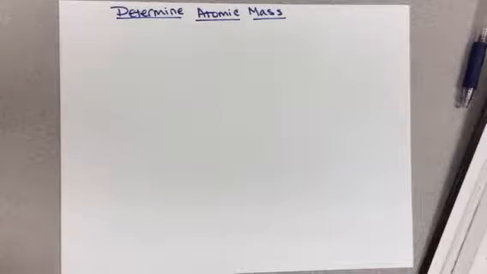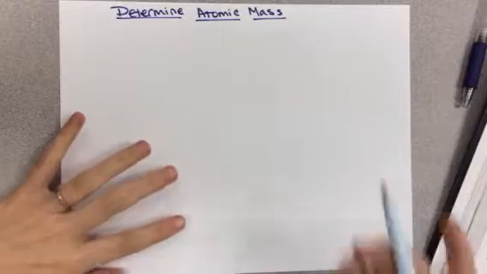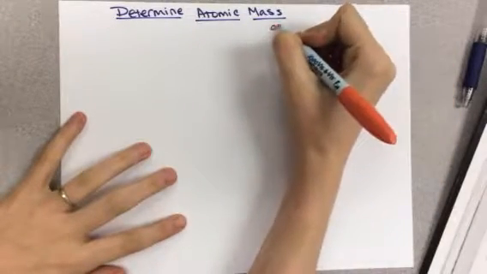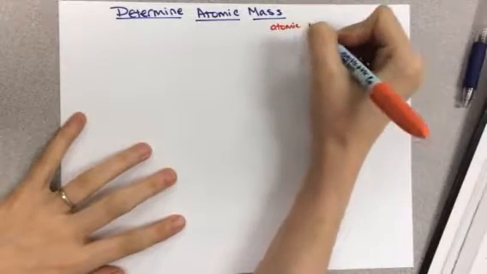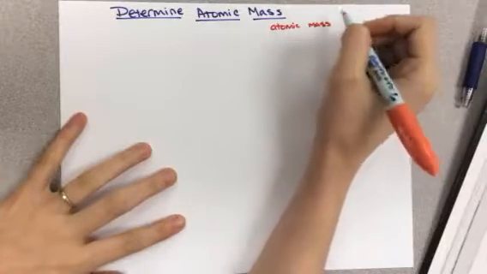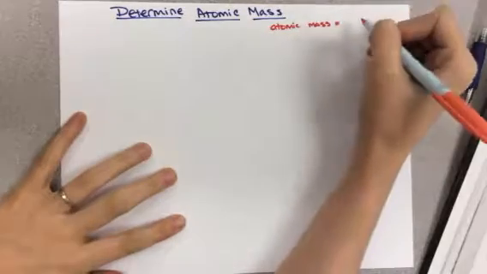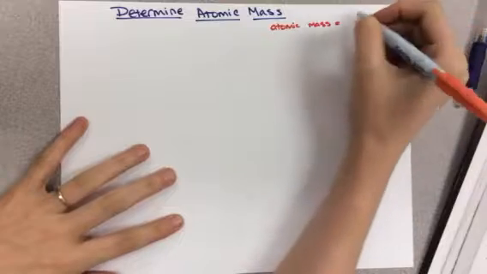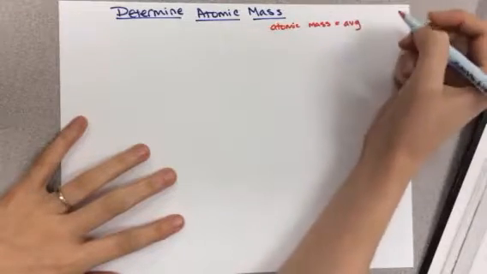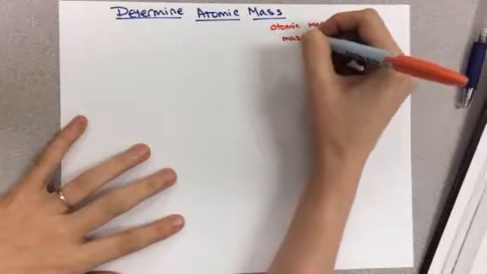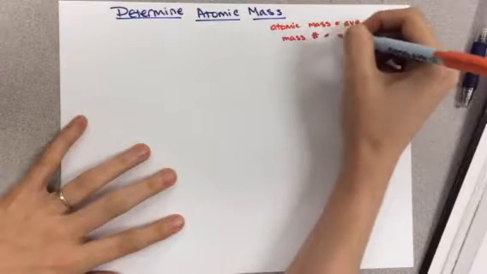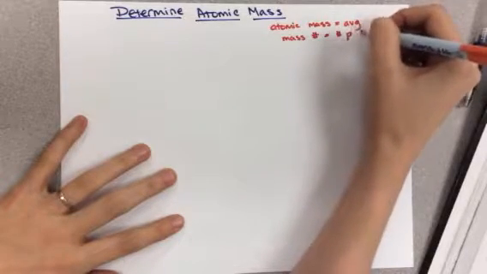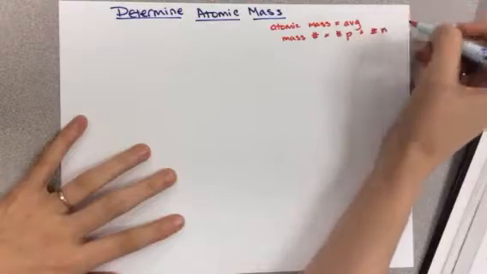All right, today in class we looked at some examples where we had to determine the atomic mass. One of the major things to remember is that there's some vocabulary here. Atomic mass is going to be the average mass for all of the different isotopes of that element. So this is the average. The mass number is simply the number of protons plus the number of neutrons.